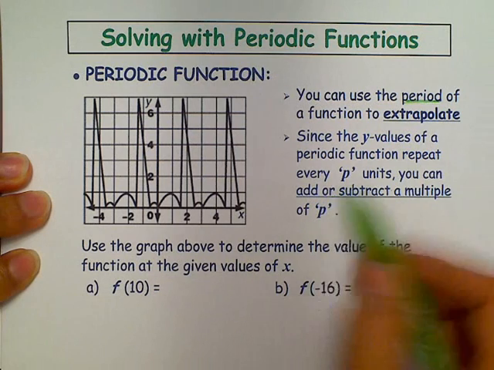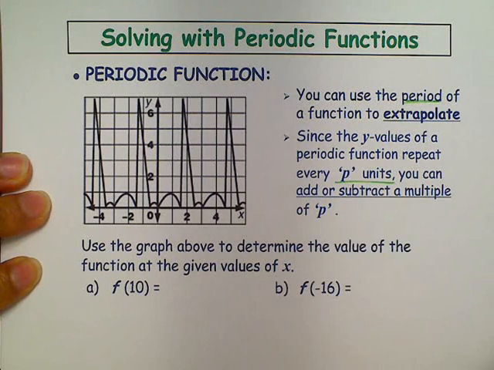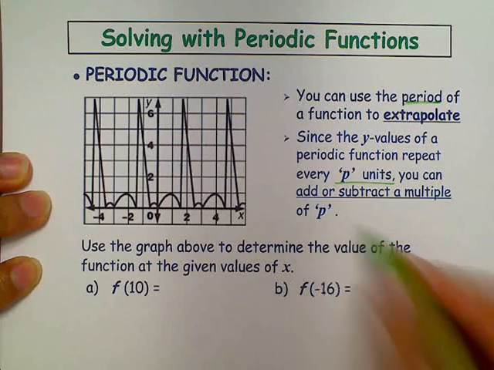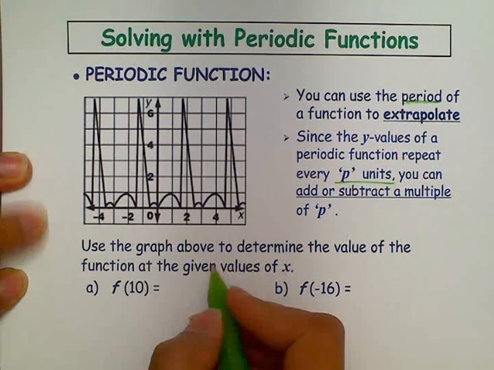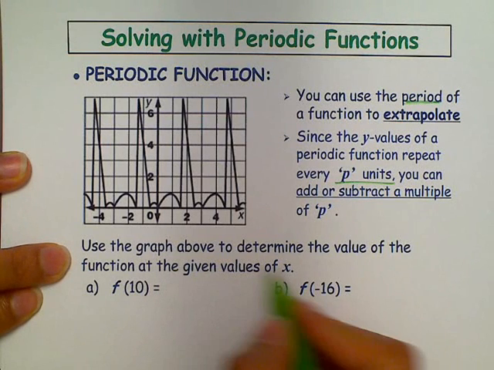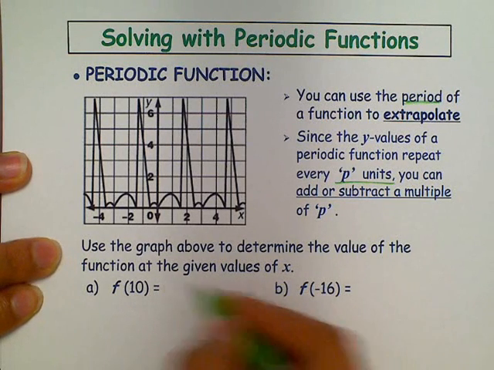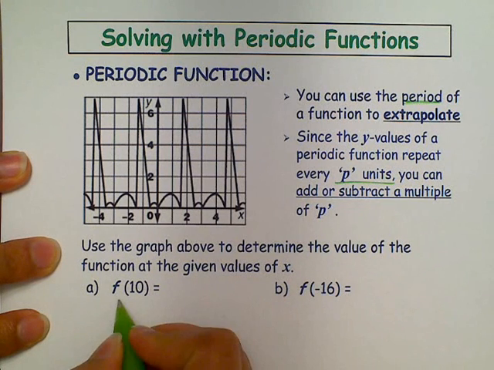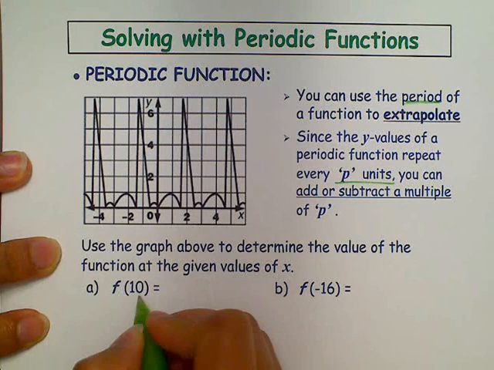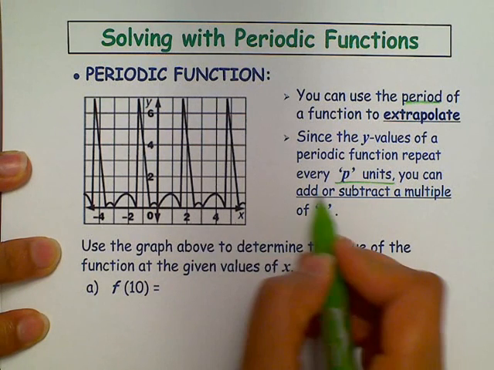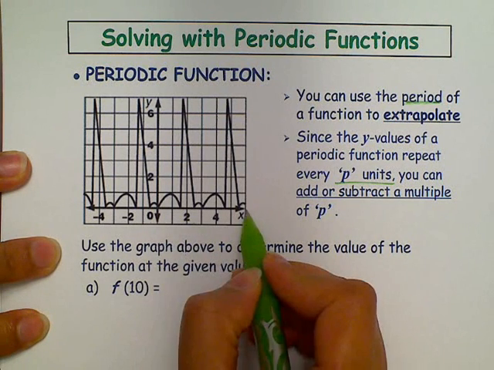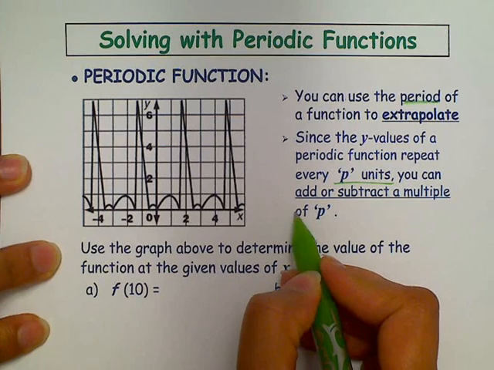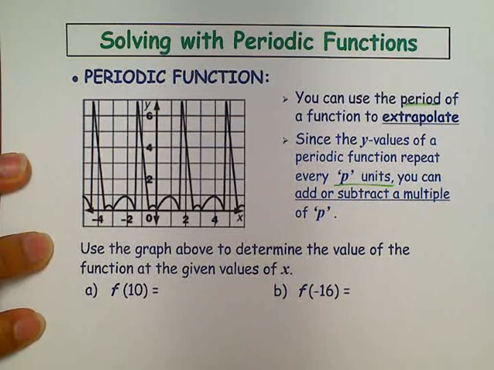Since the y values of a periodic function repeat every p units, what you can do is add or subtract a multiple of p to help you do the extrapolation. So for this example, it asks us to use the graph above to determine the value of the function at the given values of x. In this case, we're looking at the value of the function when x is equal to 10. So this is function notation. And what you'll notice is that x equal to 10 is somewhere over here. Our graph goes up to about 6 units, but we're looking for a value of the function at about x equal to 10.